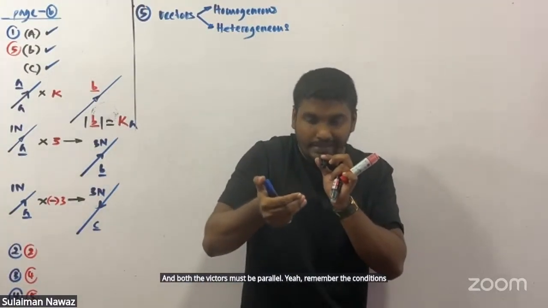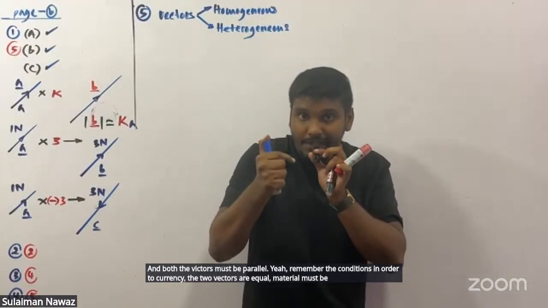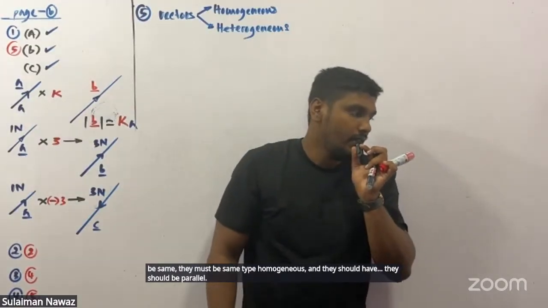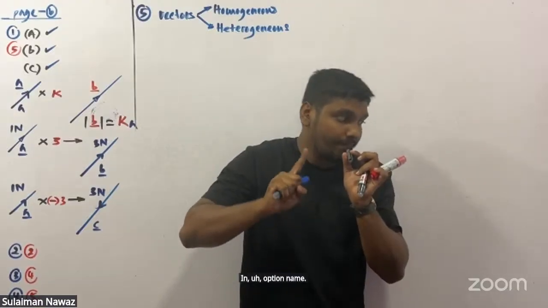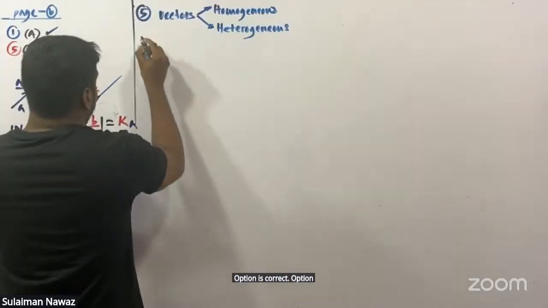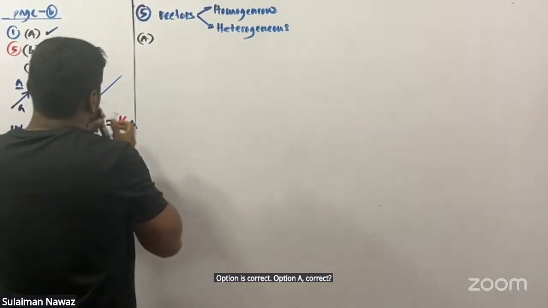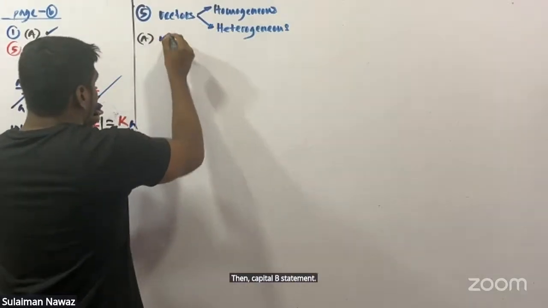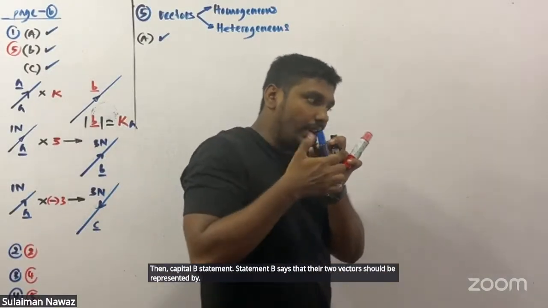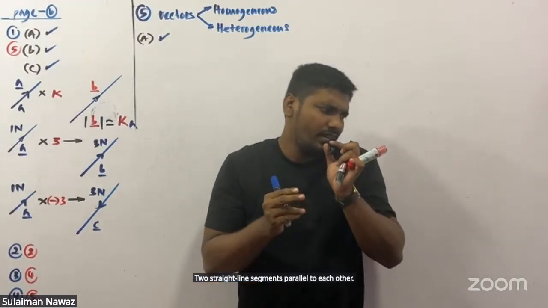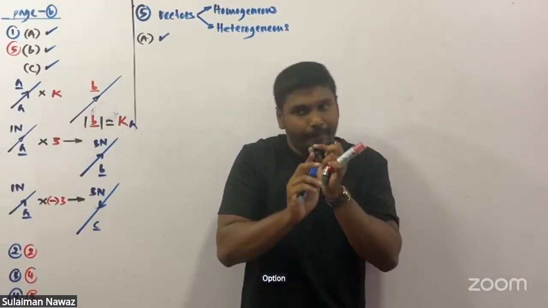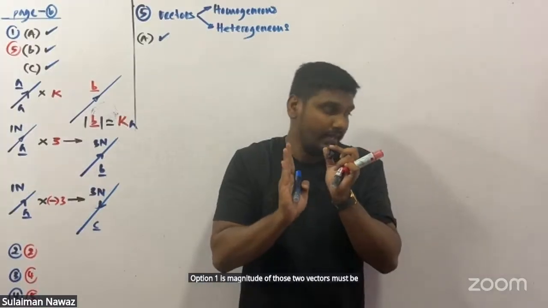In order to consider two vectors equal, magnitude must be the same, direction must be the same, they must be the same type, homogeneous, and they should be parallel. Then option A, the magnitude of the two vectors must be equal, is correct. Then statement B says that the two vectors should be represented by two straight line segments parallel to each other. Now the question says, for two homogeneous vectors to be equal, option 1 is the magnitude of those two vectors must be equal. That's correct. Statement A is correct.